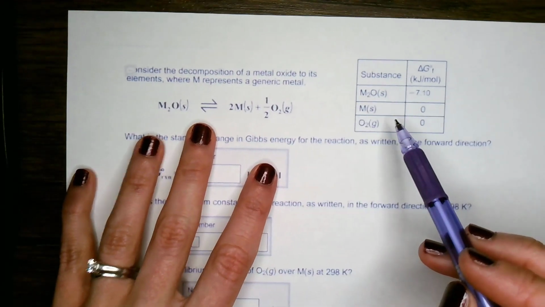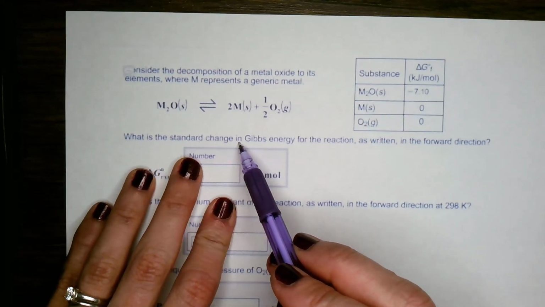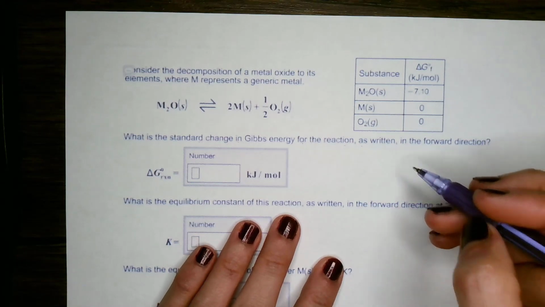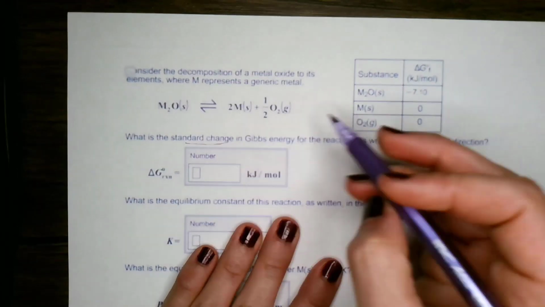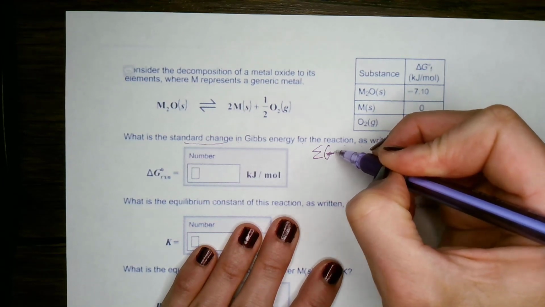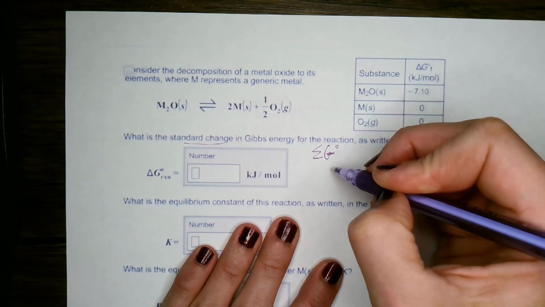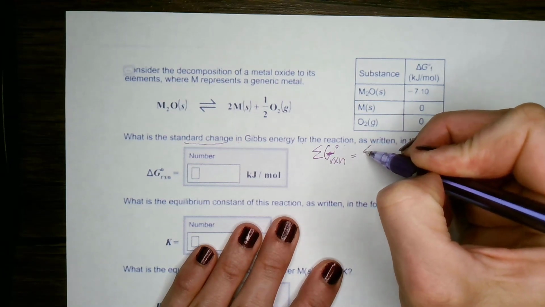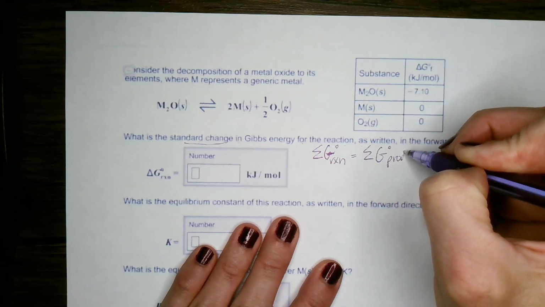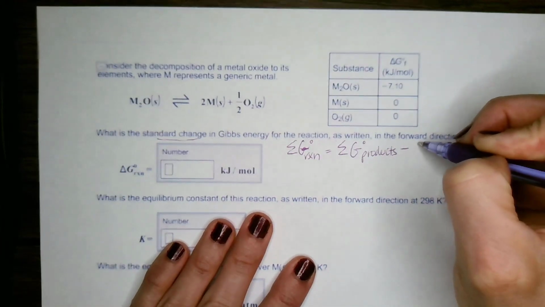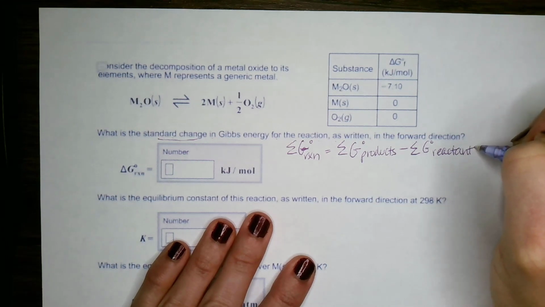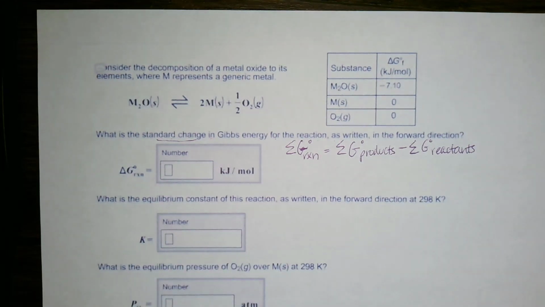We have the decomposition of a metal oxide into its elements where M is a generic metal. What is the standard change in Gibbs energy for the reaction as written in the forward direction? Okay, so we're looking at standard change. And we know that to find our standard ΔG for our reaction is just the sum of the ΔG of the products minus the sum of the reactants.